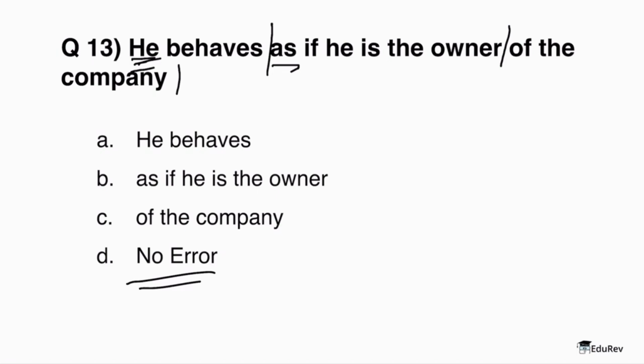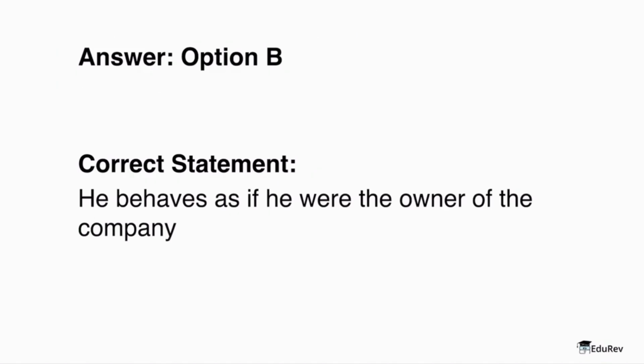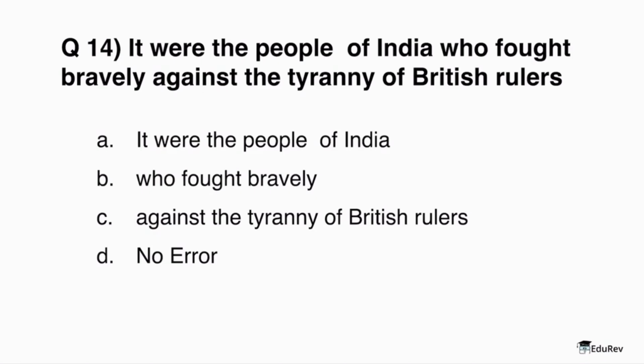So instead of is, we will say as if he were. He behaves as if he were the owner of the company would be right. So the correct answer is option B. Let's have a look at it. As you can see, the correct answer is option B, and the correct statement is he behaves as if he were the owner of the company.